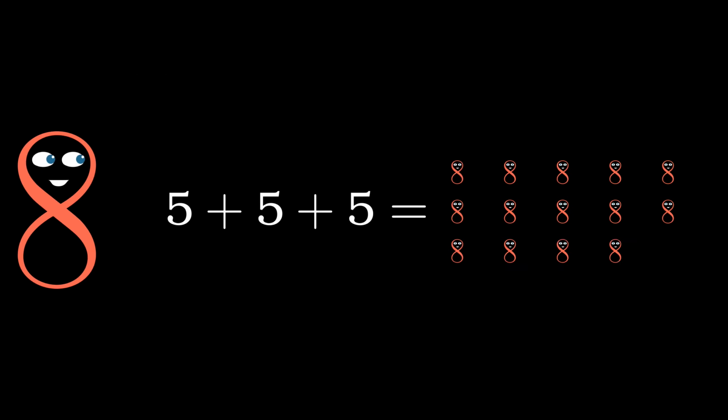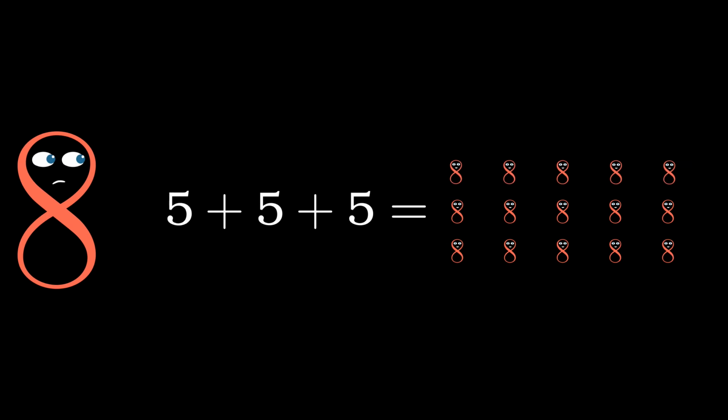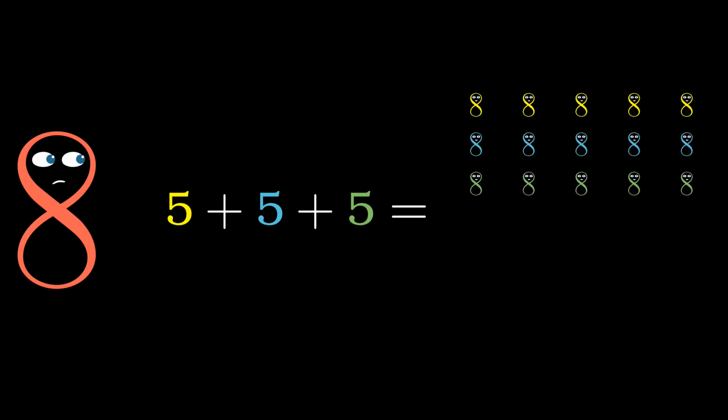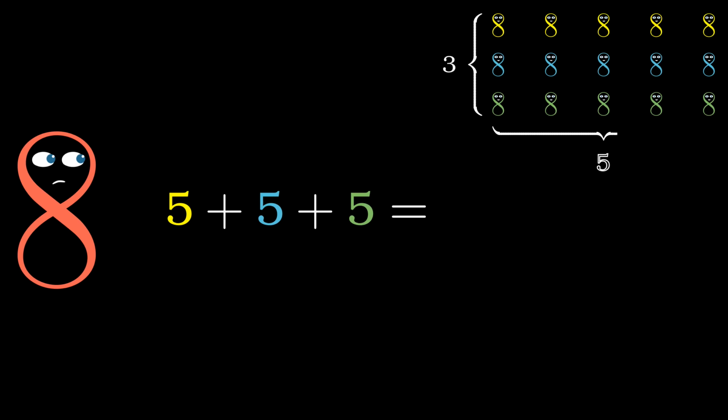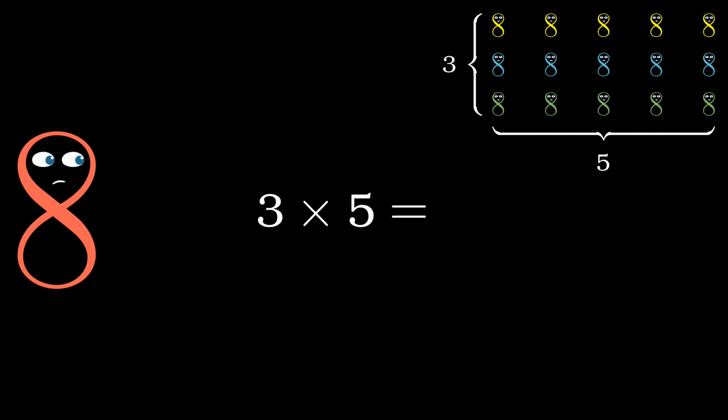Now, if you think about it, the sum we have here suggests that we have basically 3 groups of 5 creatures. The yellow group of 5 creatures, the blue group, and finally, the green group. And this is exactly what we write down. 3 groups of 5 creatures, or 3 times 5. Well, you might have already guessed that we have 15 creatures in total, so we can safely say that 3 times 5 equals 15 as well.